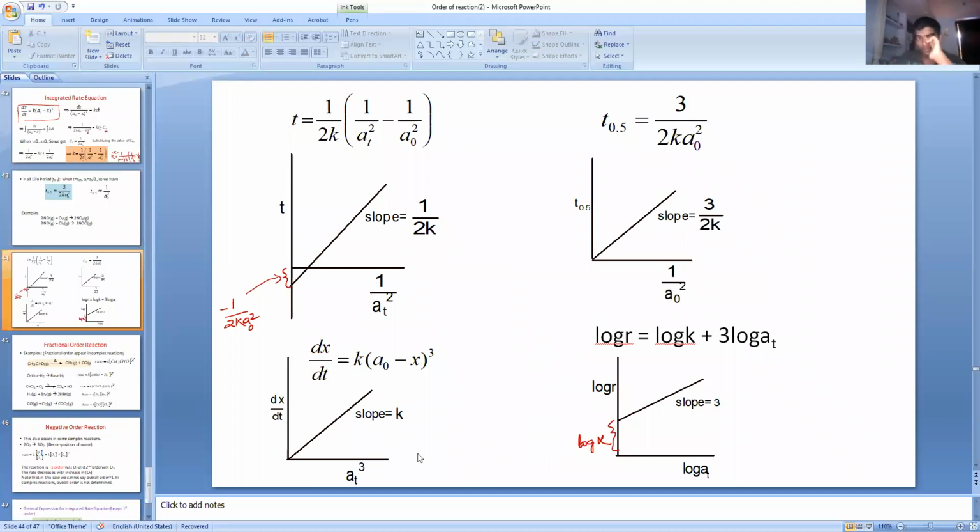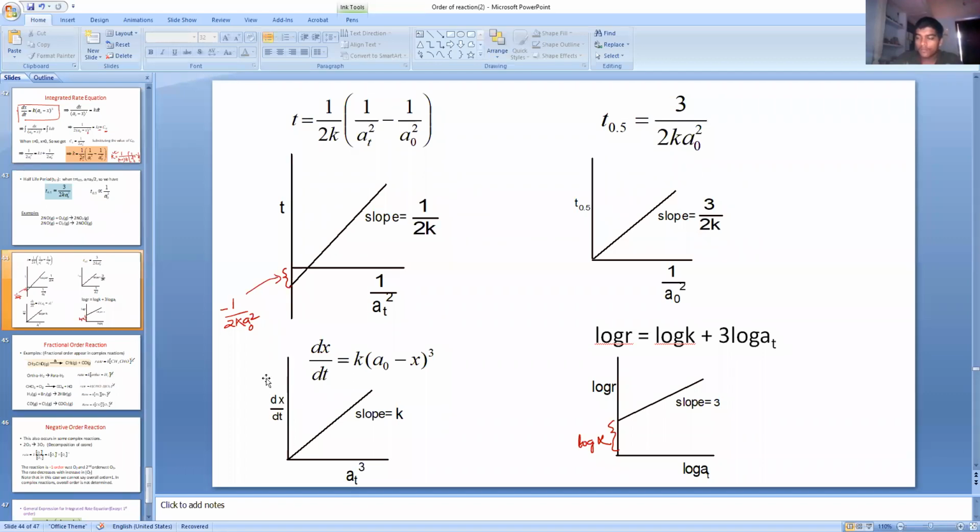And the graphs are very, very handy. Same type. If we draw t versus 1 by at square, this is the Y coordinate, this is the X coordinate, then it will give a negative intercept, but the slope is positive. 1 by 2K is the slope, and the intercept is minus 1 by 2K a0 square. This 1 by 2K is to be multiplied. That is why the slope is 1 by 2K. This is a positive slope.